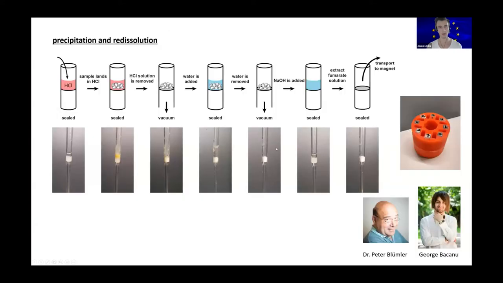So I think I have a little slide showing that process here. So we have a glass sinter, and we have some hydrochloric acid waiting on it. We add our sample, and the fumaric acid precipitates out as a pure solid. We can then vacuum that off and wash the solid with water. And then when ready, we would dissolve that in sodium hydroxide and then extract the whole solution and go and measure it. That's all done in a Halbach magnet.